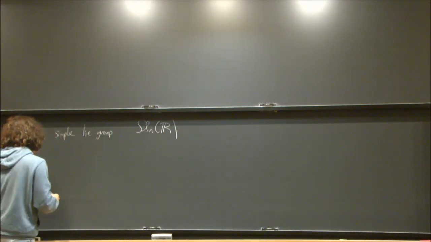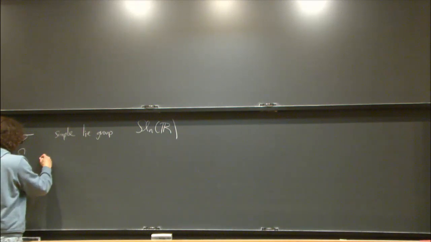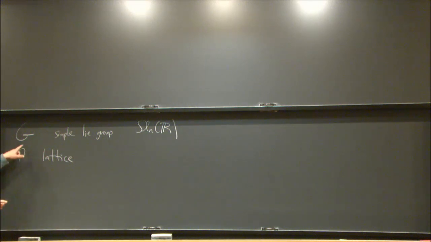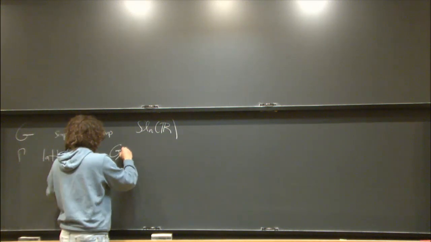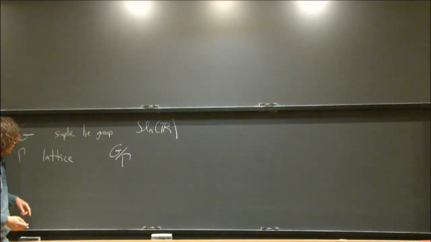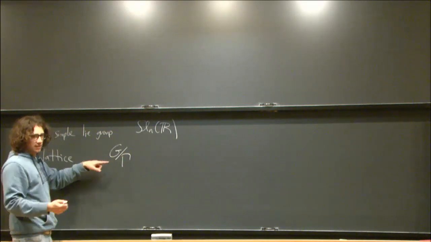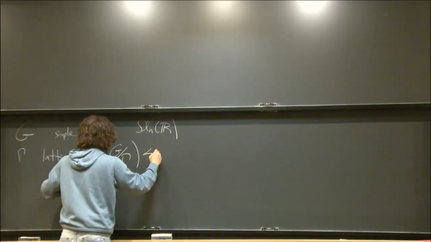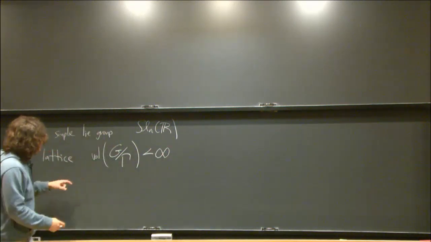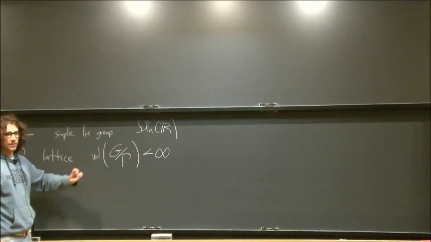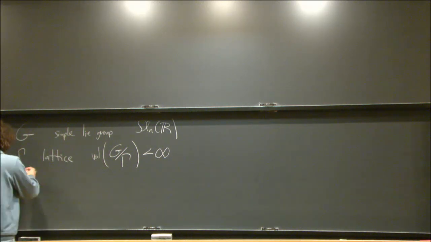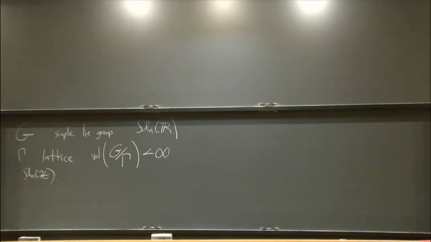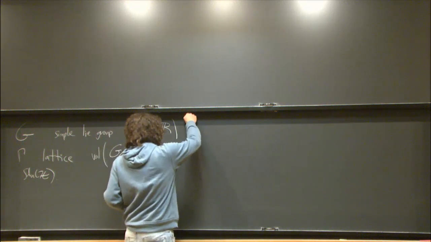And gamma is going to be a lattice, so a discrete subgroup such that the quotient, acting by isometries on the right, has finite volume. In my mind it's just SLNZ.